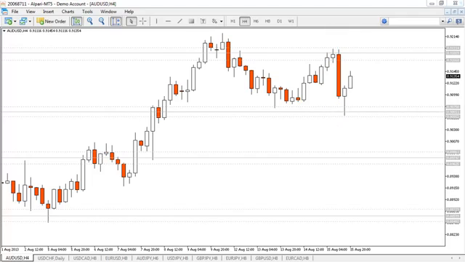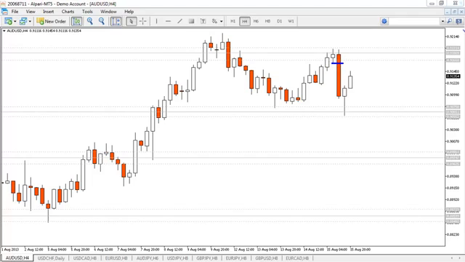The way I look for confirmation with most of my trades is I look for price to break the low of the indecision candle. So this is the indecision candle here. I look for price to break the low of the indecision candle, so that would be this point here.